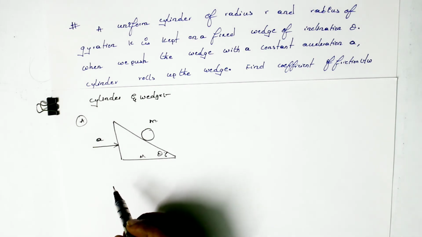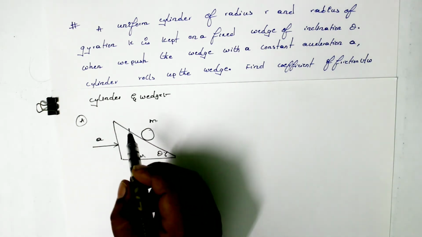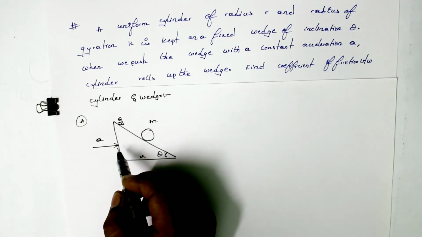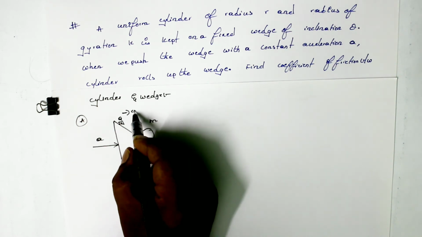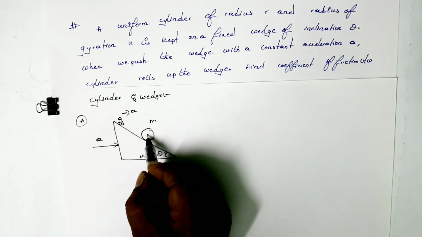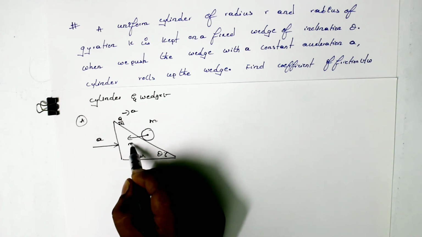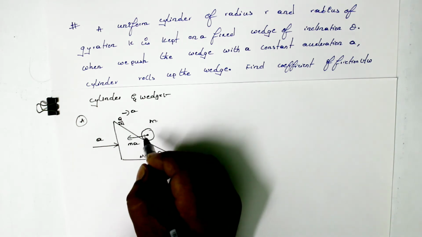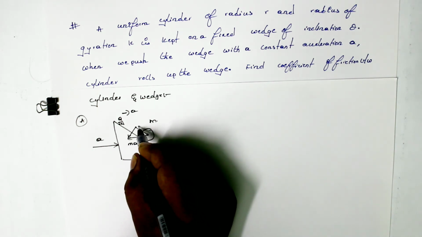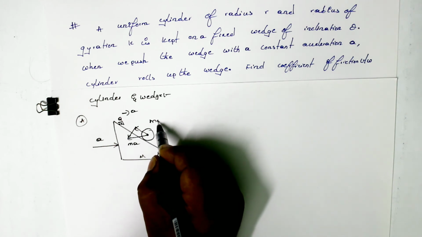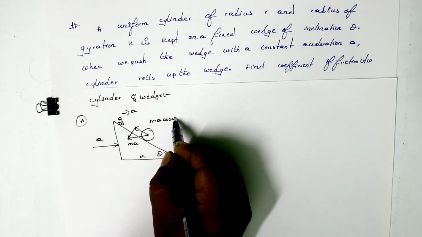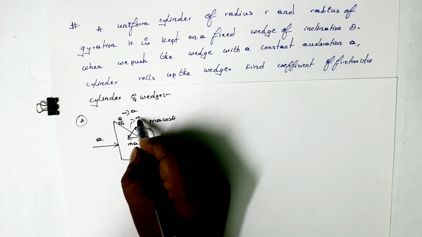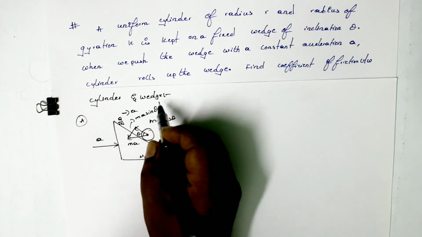Now it is very easy if I try to solve this problem from the accelerating frame of reference, that is, my observer is present here. As this observer is accelerating with an acceleration of a, we have to draw a pseudo force, which is m into a, exactly opposite to the acceleration of the observer. This pseudo force I can always split into two components. So this will become ma cos theta. If this is theta, this angle is also theta, and this component will become ma sin theta.